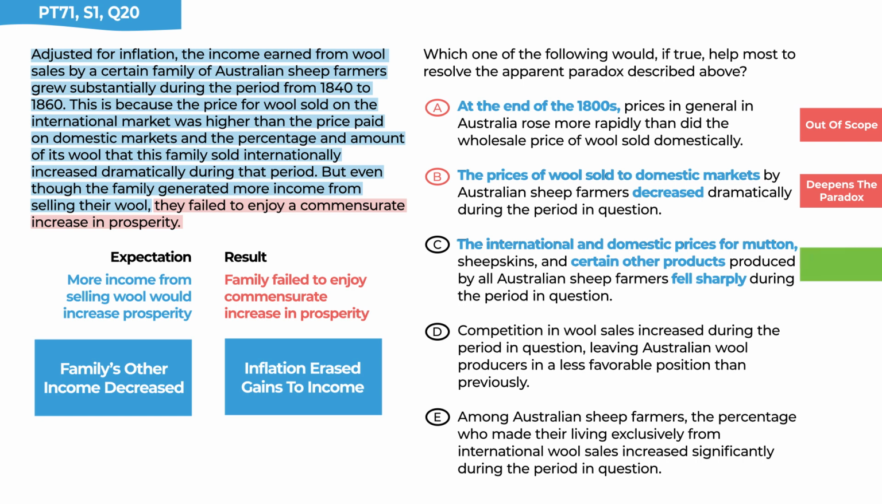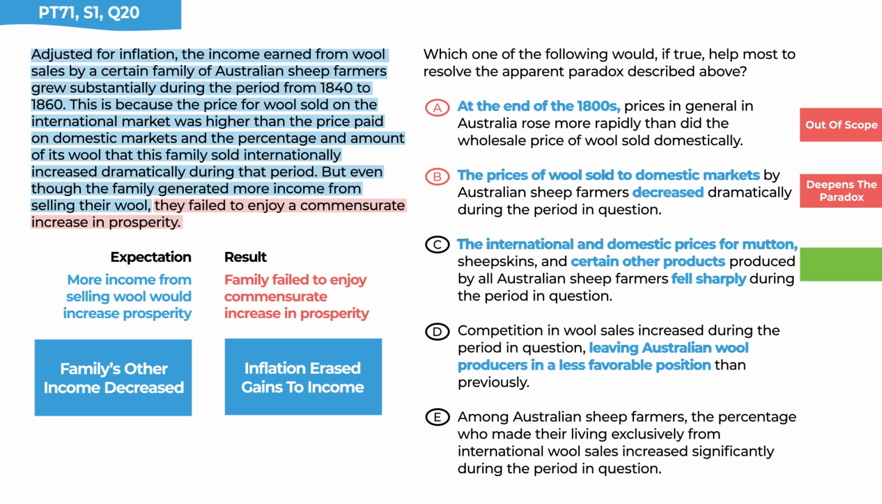Answer choice D says that competition in wool sales increased during the period in question, leaving Australian wool producers in a less favorable position than previously. So this is saying that Australian wool producers were in a less favorable position than previously. But notice that this is talking about competition in wool sales. So if the competition in wool sales had a negative impact, this is not dealing with other forms of income that this family might have had.